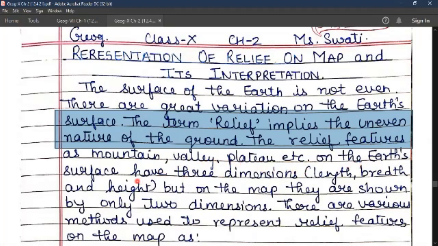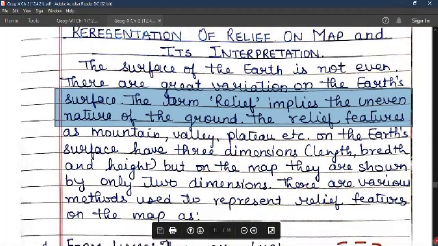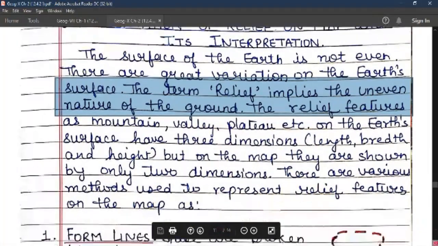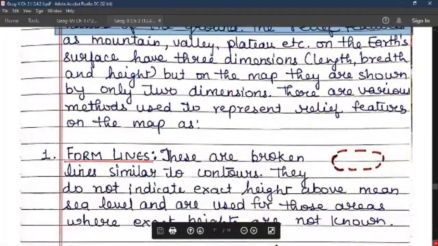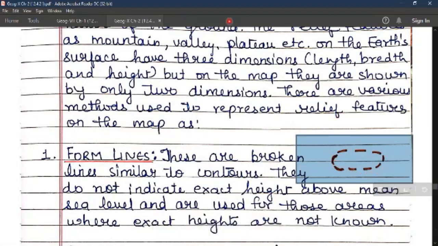on the earth's surface have three dimensions: length, breadth and height. But on the map they are shown by only two dimensions. So there are various methods used to represent relief features on the map. We will discuss them one by one. The very first one is the form line. Form line is basically shown with a brown color, and it is a discontinuous line or broken lines.